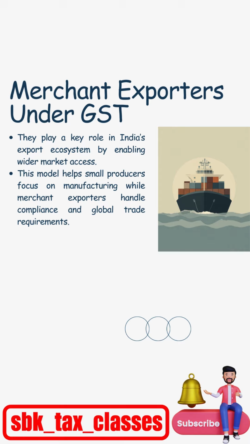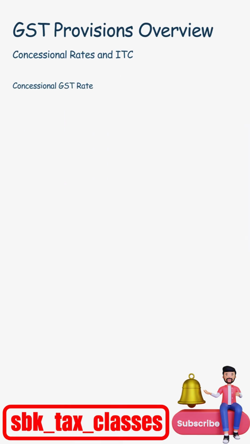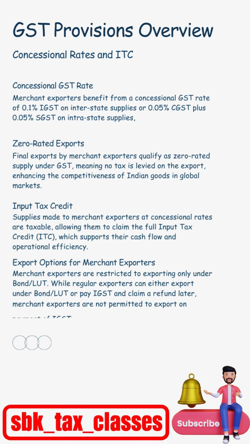This concept also helps small manufacturers who cannot export or comply with all export related provisions. Now let's understand the GST provisions in relation to merchant exporters. When a manufacturer supplies goods to a merchant exporter, the GST is charged at a concessional rate of just 0.1% of IGST in case of interstate supply, or 0.05% of CGST and 0.05% of SGST in case of intrastate supply.